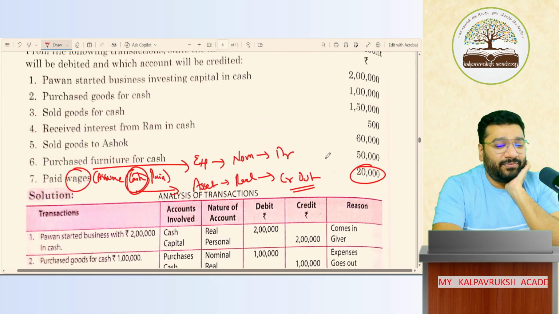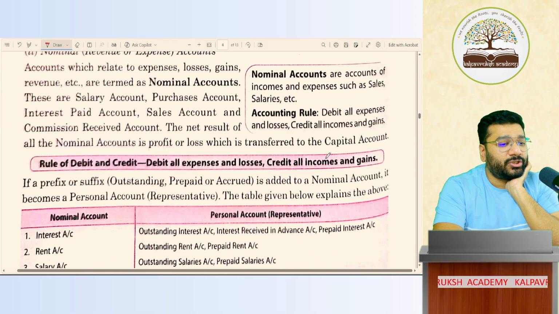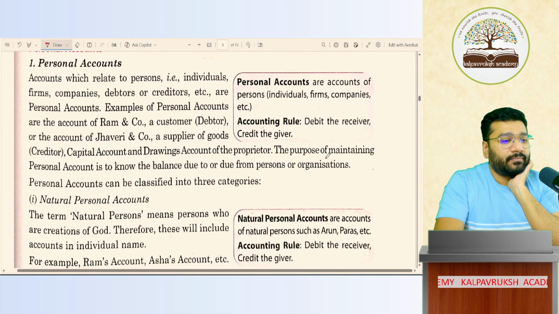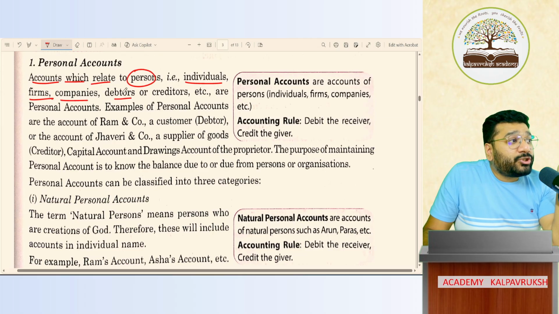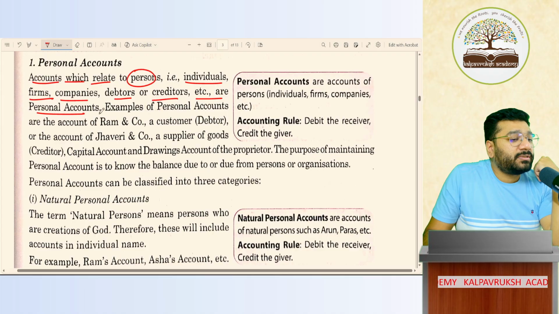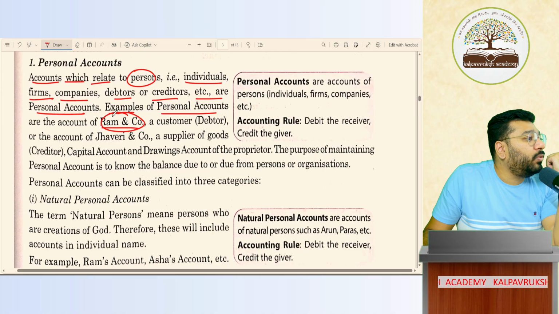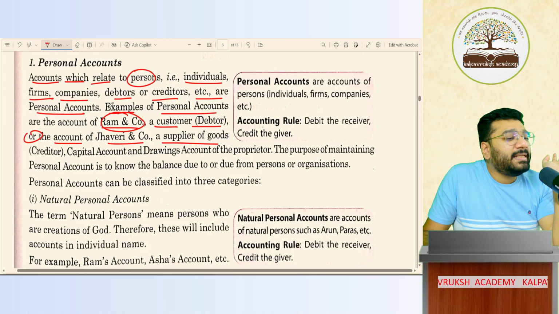So with this, we're done with the topic of golden rule, also called the traditional approach or traditional classification. I'll do a very quick reading of this theory. Personal account: accounts which relate to a person, individual, firm, artificial person, company, debtor, creditor, etc. are called personal accounts. Examples are Ram and Co., which means a sole proprietorship concern, a customer debtor, or the account of Javeri and Co., a supplier of goods.